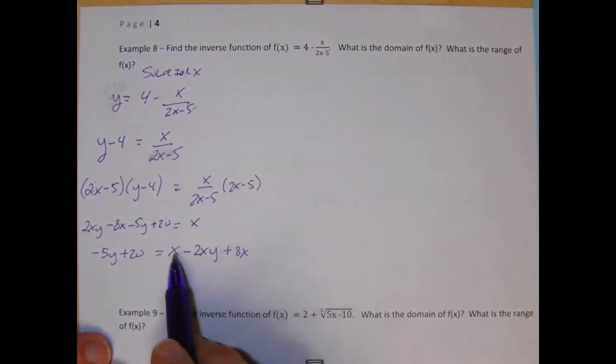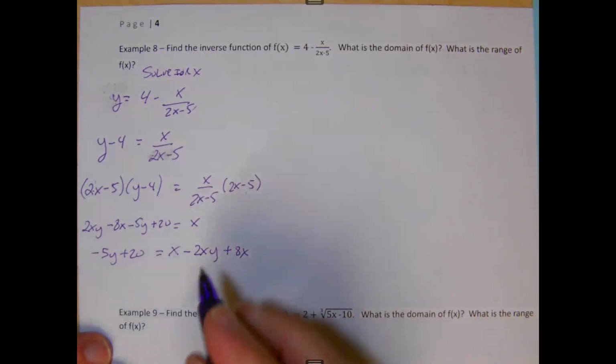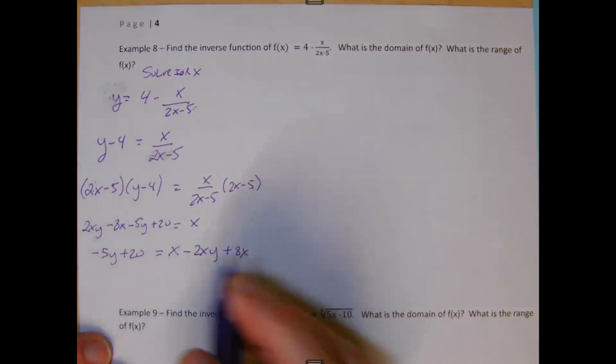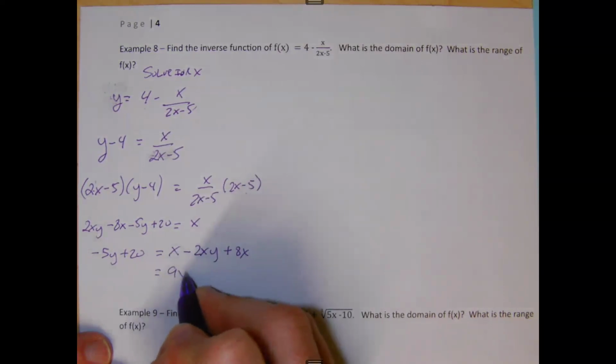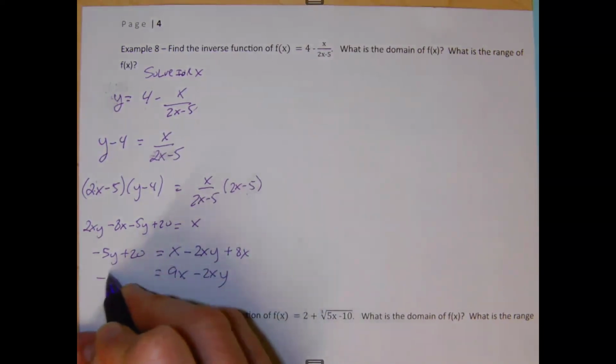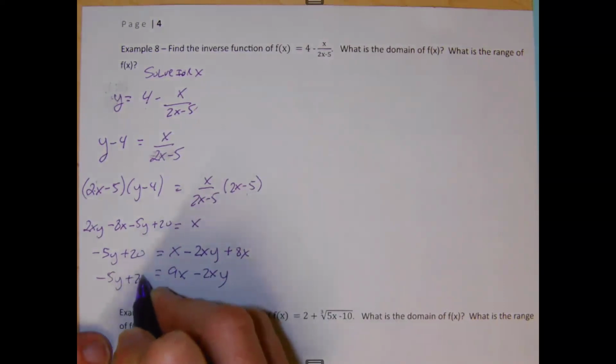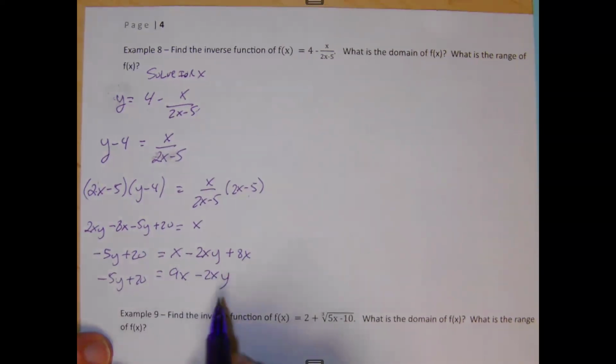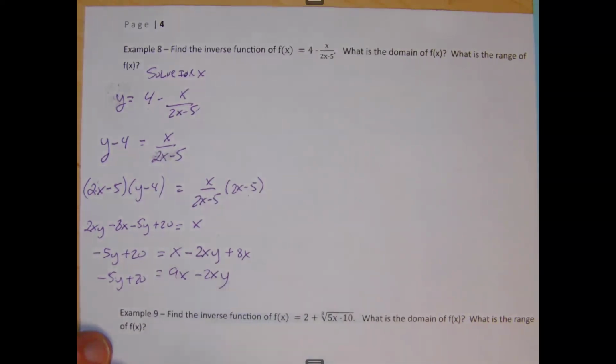I can't actually add, well, I can actually. 1x plus 8x is 9x. Hey, that's nice. But now what? I can't add the 9x and the 2xy because they're not like terms. I got 2xy, not just x.